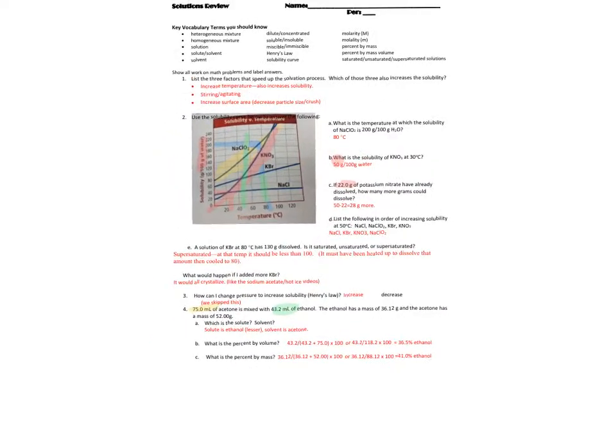Now in percent by mass on here, very similar, except you want to use the grams instead that they gave you. So in this one we have 36.12, and then the other one is 82. So on top would be the 36.12, on bottom we add those two together, so that's 88.12. Divide those on there, and it's 41.0% ethanol. So again, if you look at those numbers, you can tell it's a little bit less than half, so that answer makes sense on both of those.